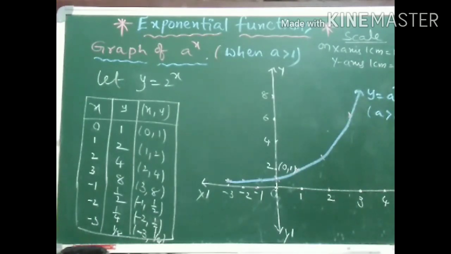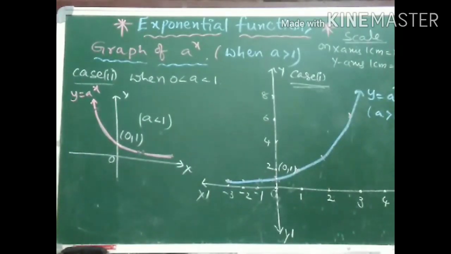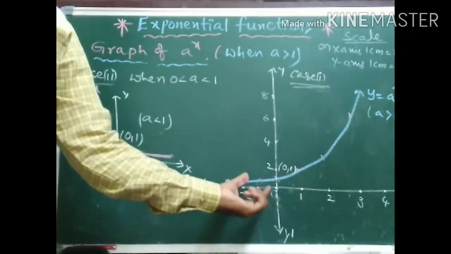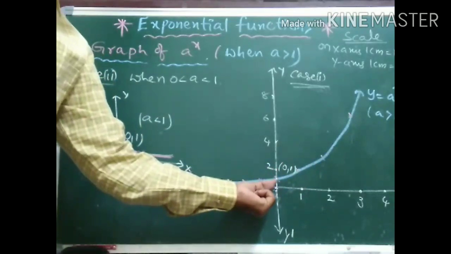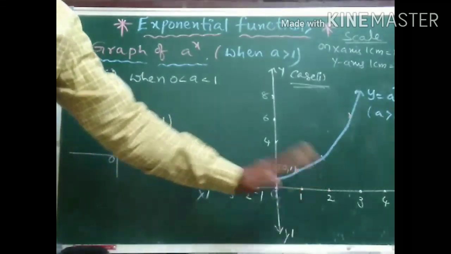So this is the graph of an exponential function, especially when the base is greater than 1. Say for example this is a power x. So in general I want to consider 2 power x. Now let us see case 2, that is the graph of the same a power x when a lies between 0 to 1. So this is case 1. When a is greater than 1, the graph of the exponential function will be in this shape, and the curve intersects the y-axis at 0 comma 1, and it never intersects or touches the x-axis especially.